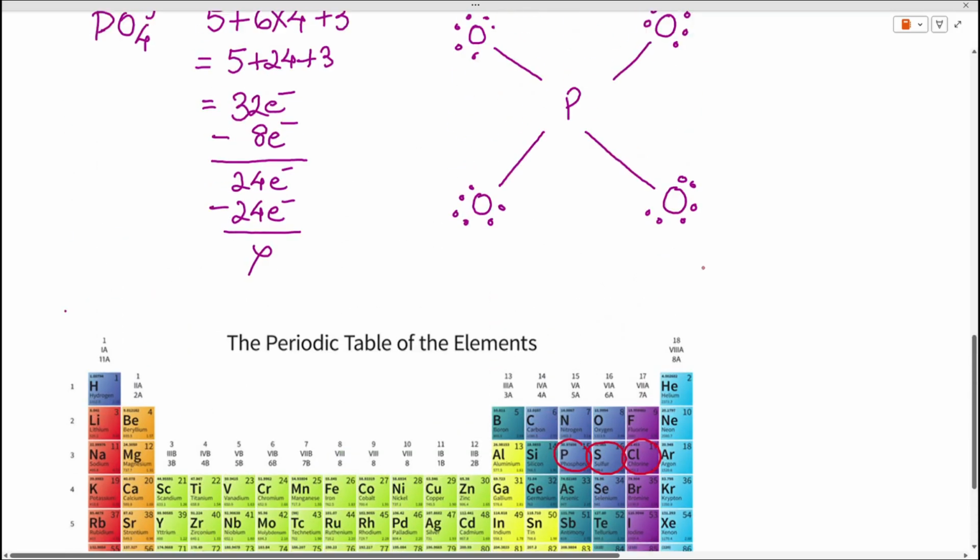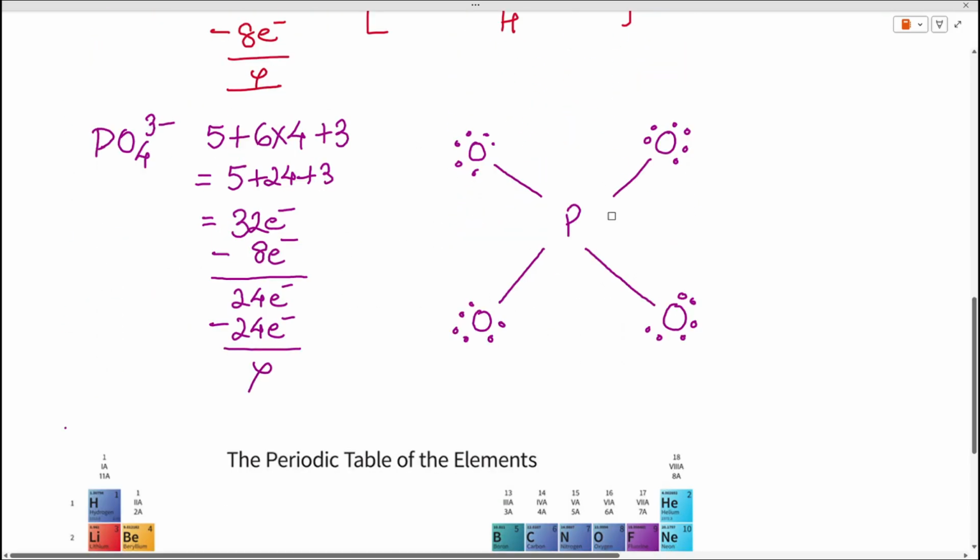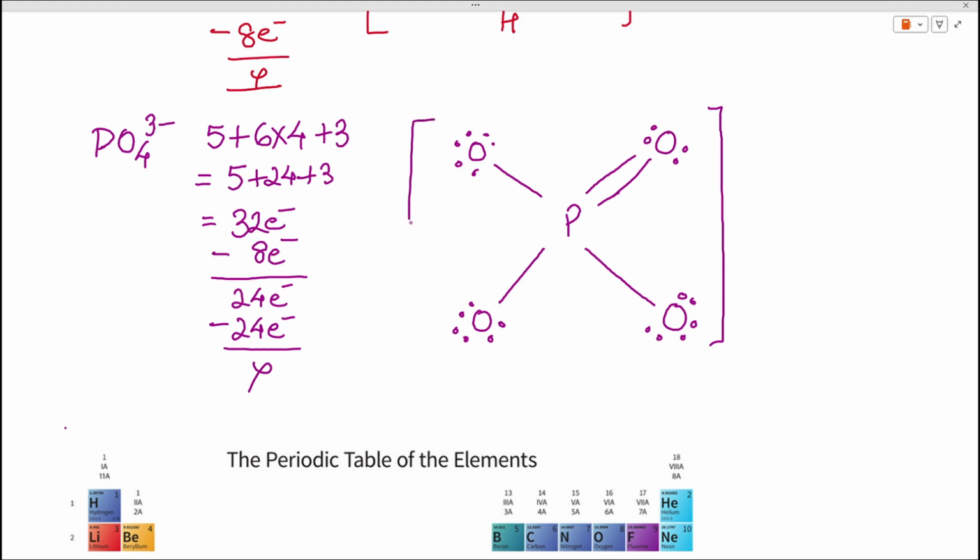So to satisfy that condition that phosphorus can form 5 bonds, we'll remove a lone pair from any one of the oxygen atoms and put a bond pair. So now phosphorus has those 5 shared pairs of electrons, and because this is a polyatomic ion, we need to put a square bracket and indicate a 3 negative charge, stating that there are 3 electrons which have been accepted by this phosphate ion for getting involved in this bond formation.